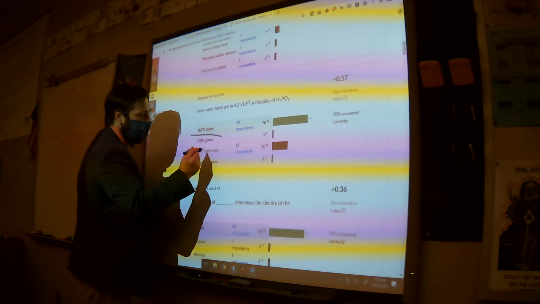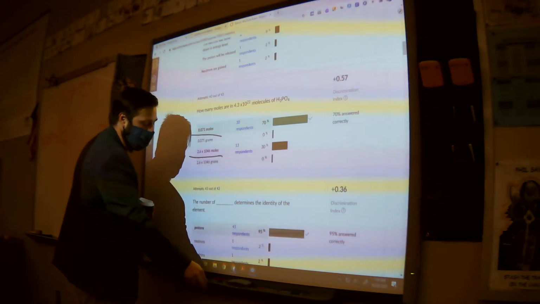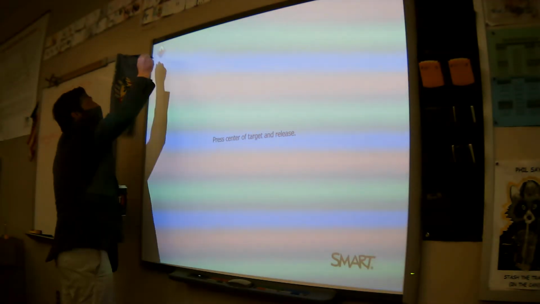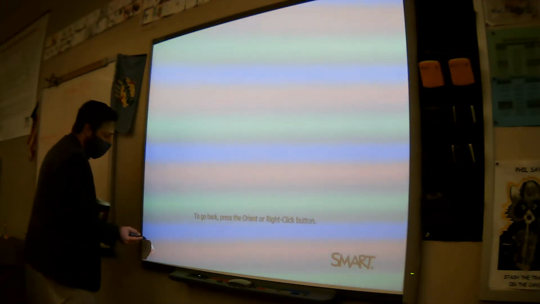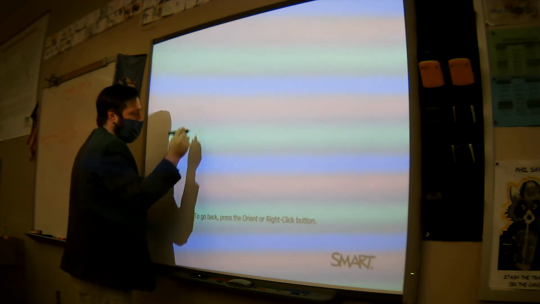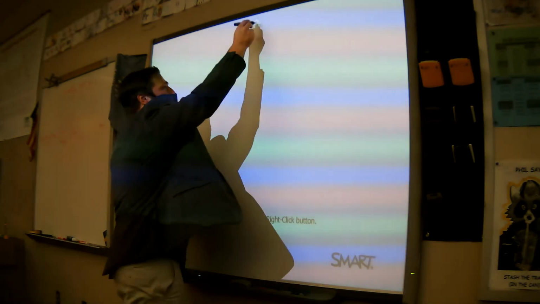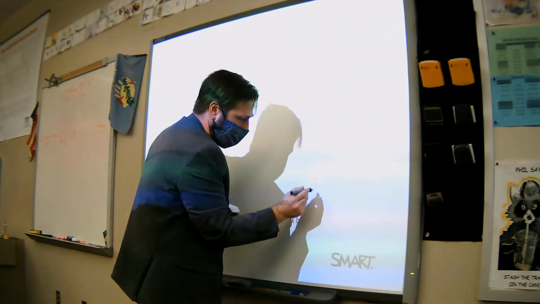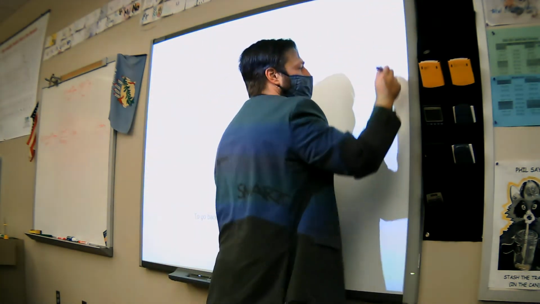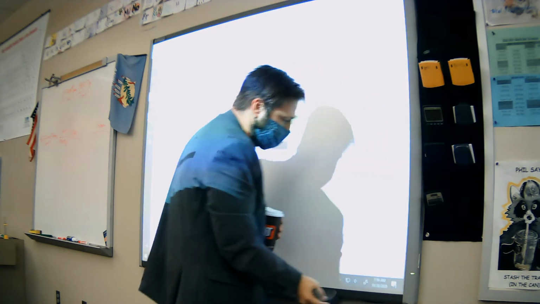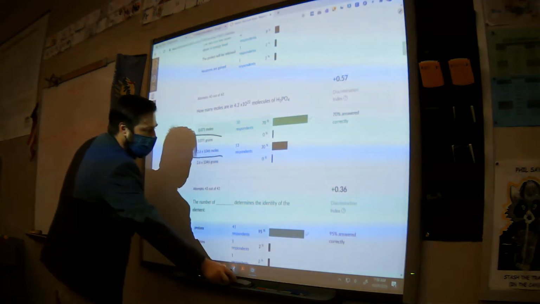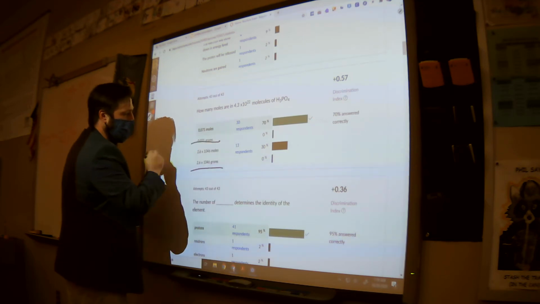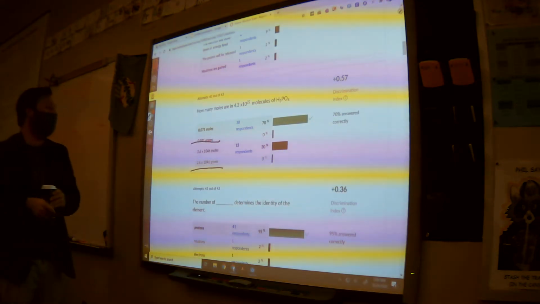Exactly. So you can get rid of two of them and have a 50-50 shot just by looking at the units. Those are gone.